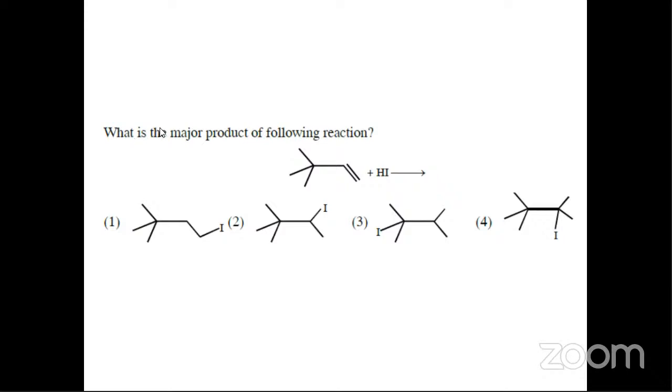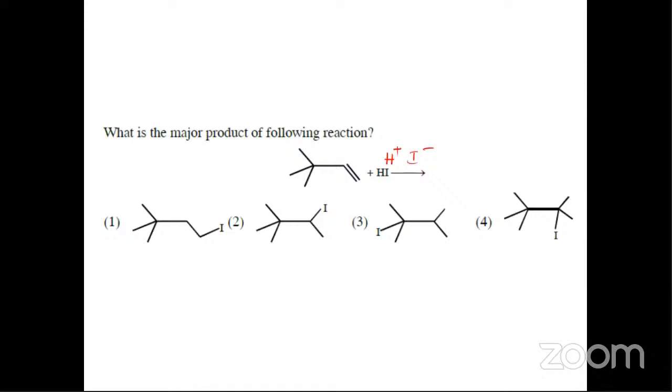What is the major product in the following reaction? Formation of what? This one. So H plus attacks, H and I minus. It follows the carbocation mechanism. So the most suitable answer is I minus attacking here.